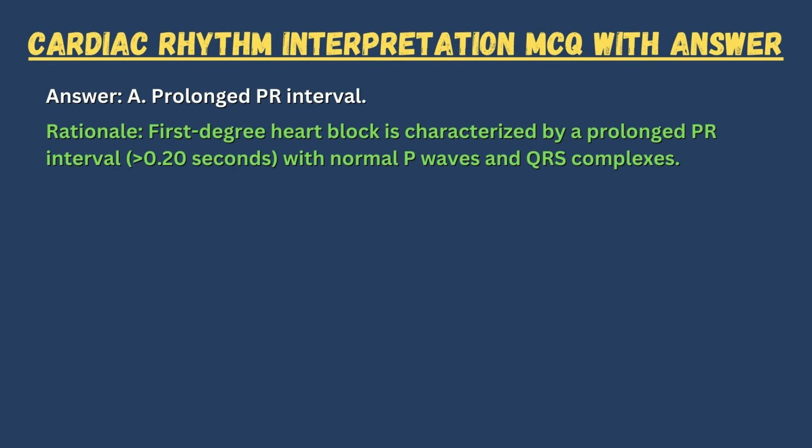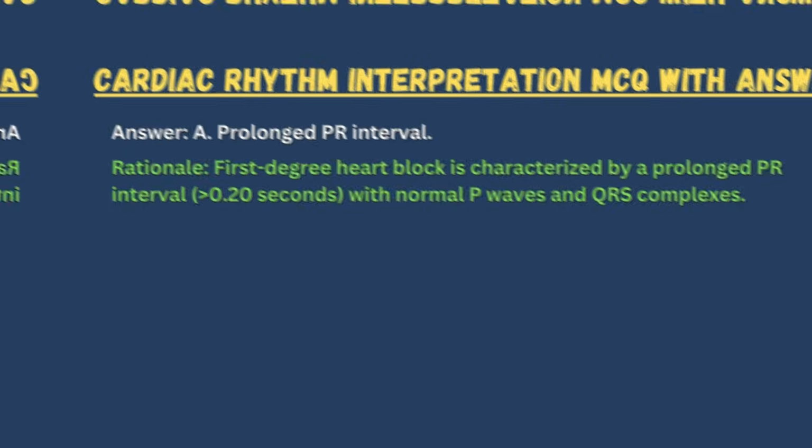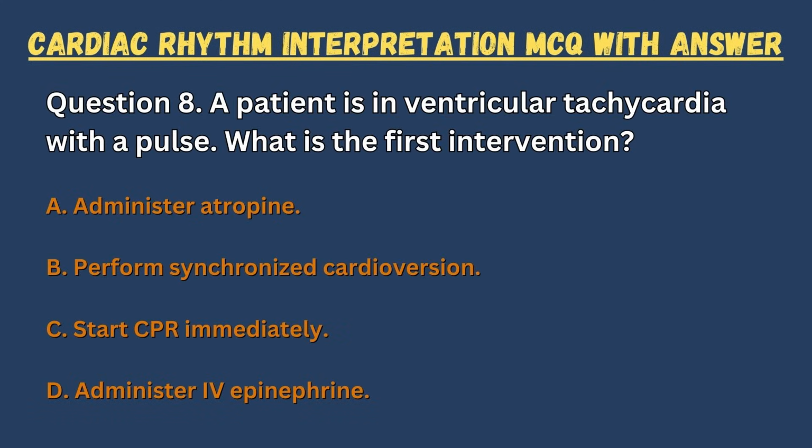Answer: A. Prolonged PR interval. Rationale: first-degree heart block is characterized by a prolonged PR interval greater than 0.20 seconds, with normal P waves and QRS complexes.